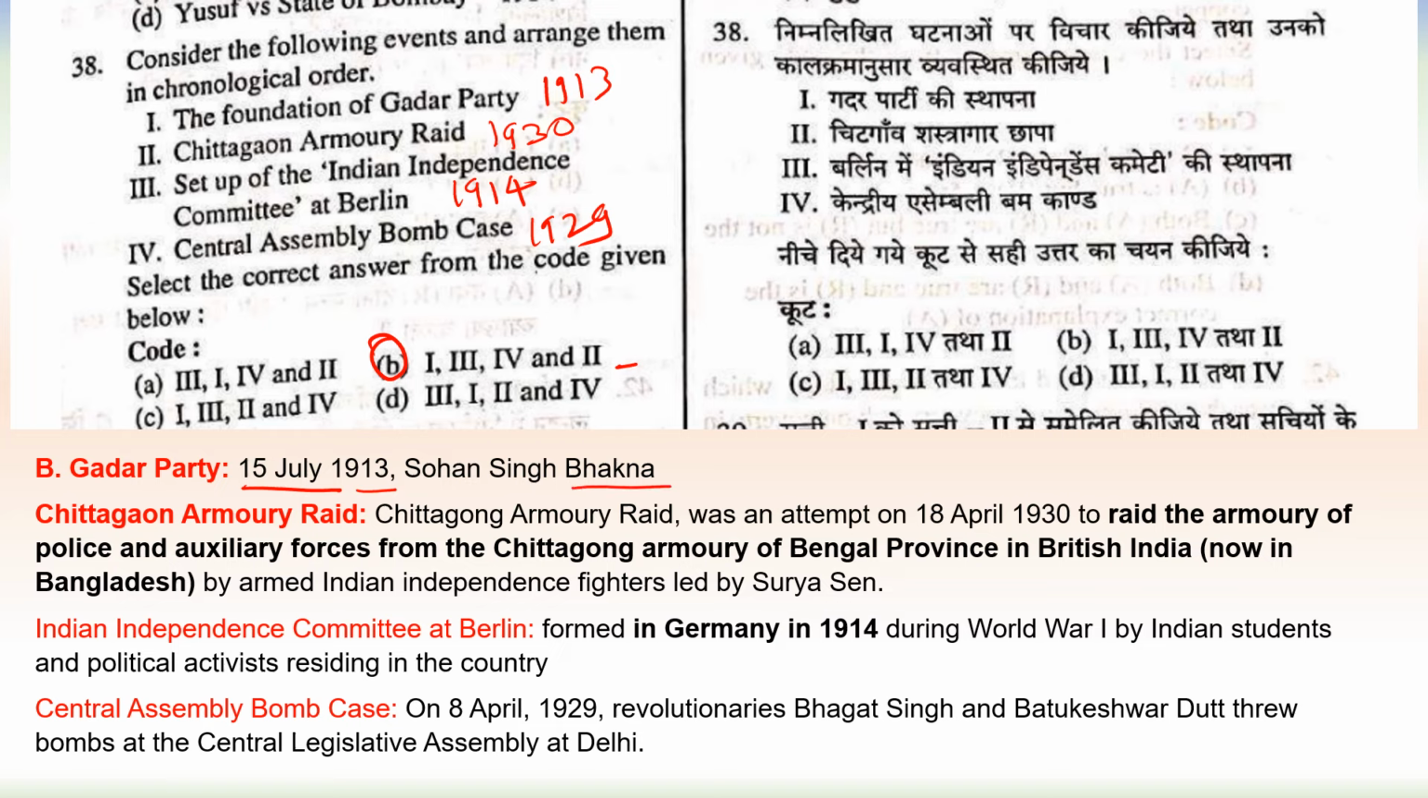Chittagong Armory raid was an attempt on 18th April 1930 to raid the armory of police and auxiliary forces from the Chittagong Armory of Bengal province in British India. Chittagong is now in Bangladesh, and this was planned by armed Indian independence fighters led by Surya Sen.